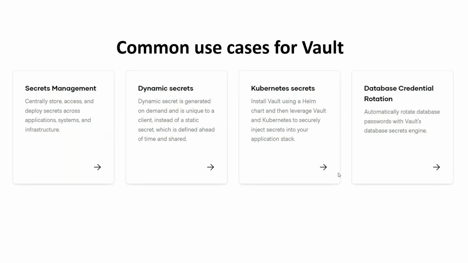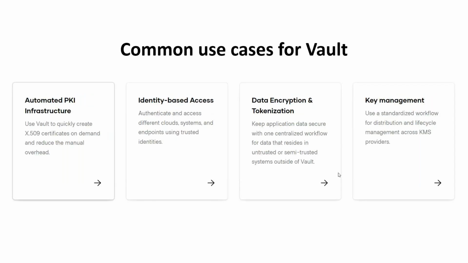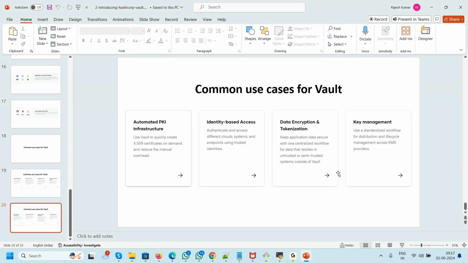So these are the common ways, and the list can be longer. You can also use automated PKI infrastructure, identity-based access, data encryption and tokenization, and key management. So many use cases we have for HashiCorp. Any questions so far, all of you?